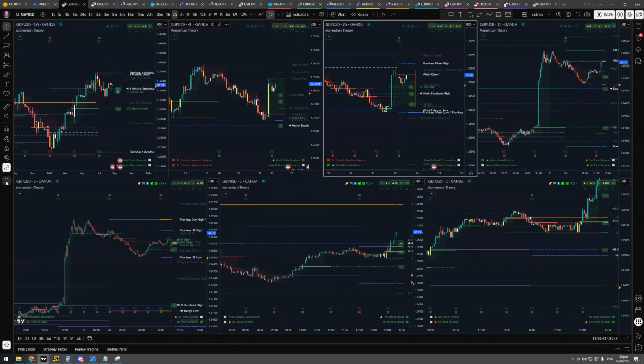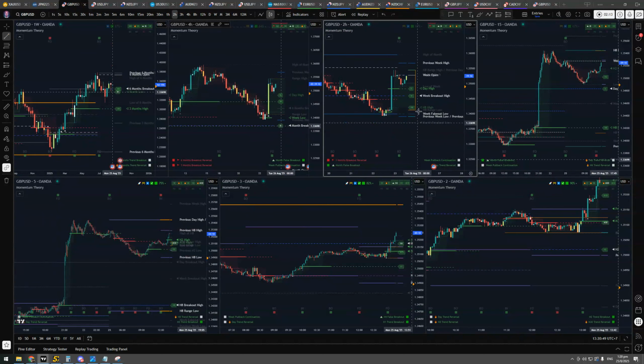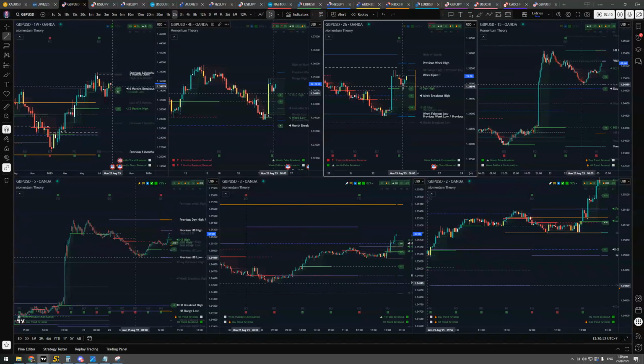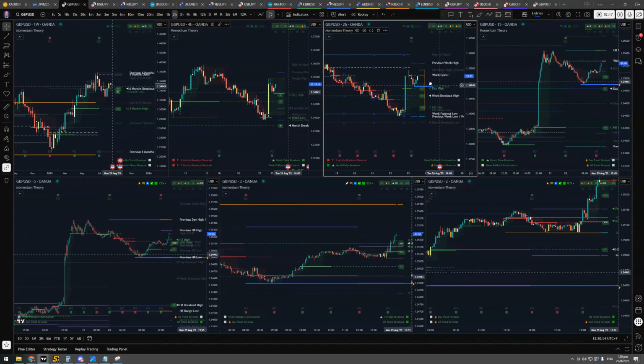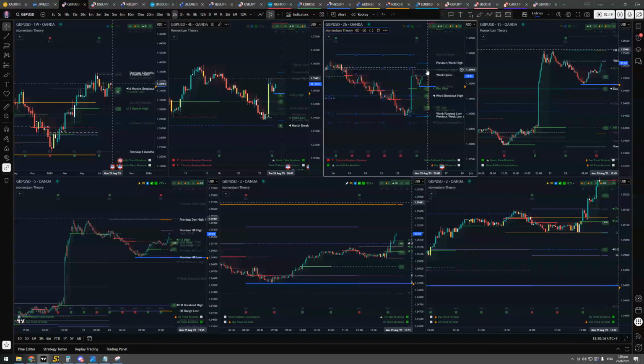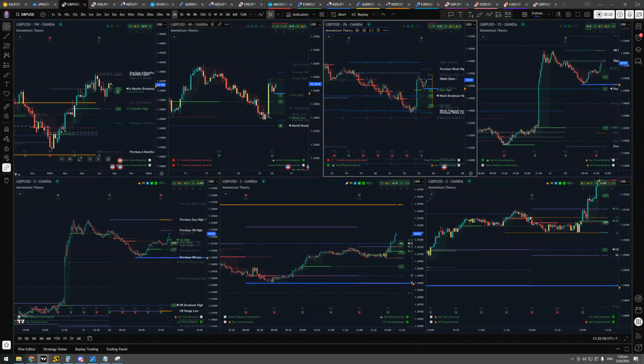So this setup, the way that I think right now is that this probably won't set up on the H2. But what could happen is that if price closes like this today, this would be the previous day low, and I'd be looking for a fake out of the previous day low tomorrow instead. So I don't think the trade's going to be on the H2.